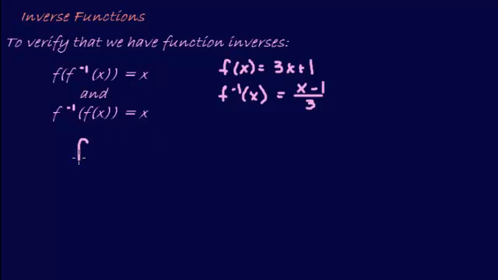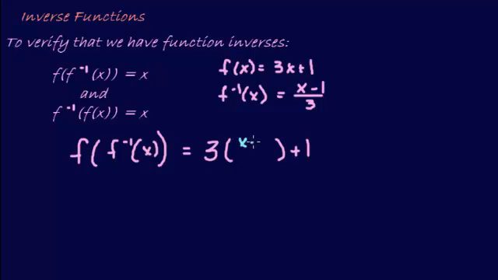f of the inverse of x. So our main function looks like f, 3 times x plus 1. I'm going to substitute in the inverse, which would be x minus 1 over 3. And then I'm going to show that this equals x. So I'd multiply, my 3's would cancel, I would get x minus 1 plus 1, and then I'd get that this equaled x.